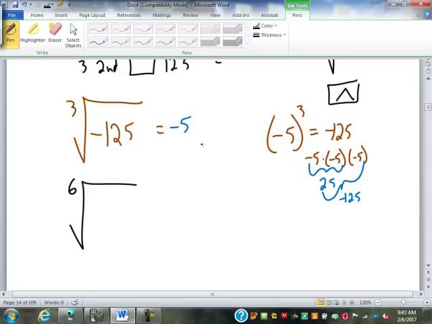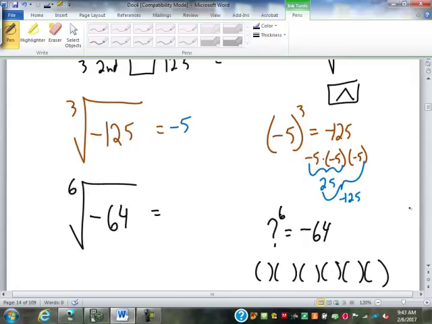What's that symbol mean? Sixth root. Can I do a sixth root of negative 64? Is there any number, if I take it to the sixth power, it'll give me a negative 64? Why not? It's even. That means there's going to be 6 of them. It doesn't matter. If they're all positive, obviously the result's going to be positive. If they're all negative, again, as we saw before, an even power, the result is always going to be positive.